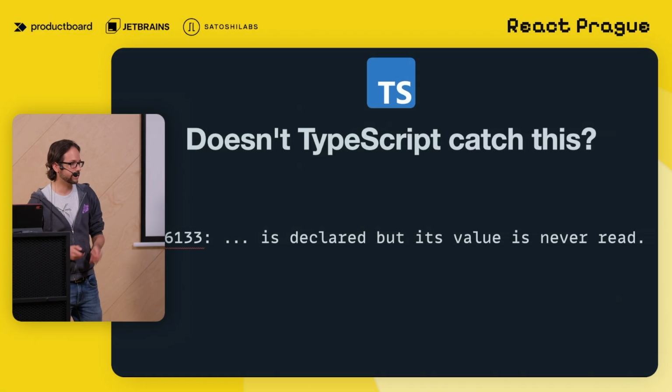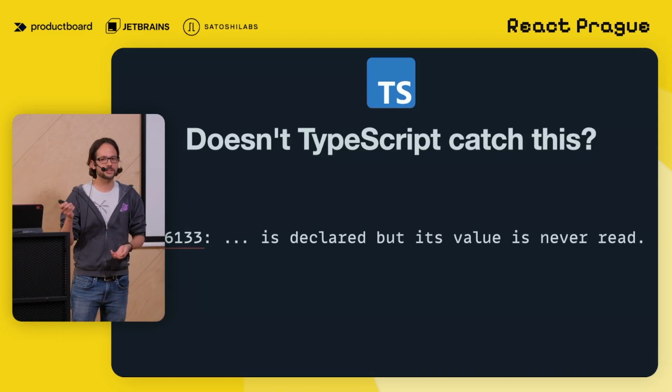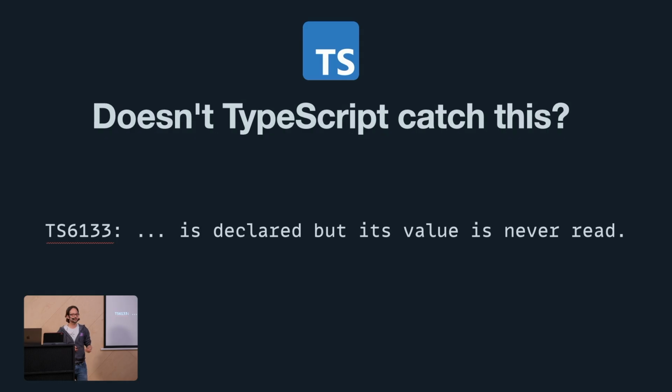Okay, wait a second. You might be thinking, doesn't TypeScript catch this? There's my good friend TS6133, something is declared but never used. We always see this when we forget to remove an import, and then TypeScript yells at us. So we should be good, right?